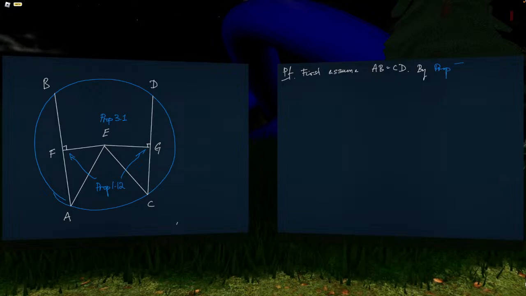Okay, so by proposition 3.3, I've noticed that, Dan, you've been using Roman numerals for the book numbers. Maybe I'll do that too. 3.3, EF cuts AB in half. I won't remind you what the proposition says exactly, right? If you drop a perpendicular from the center to a line in a circle, it cuts it in half, and conversely. And similarly, EG cuts CD in half.